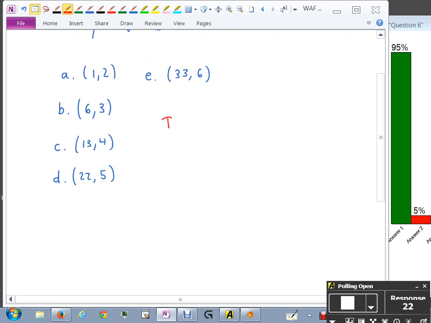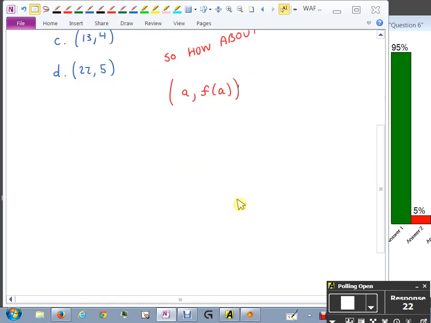So I'm just going to put a note here, this sucks. So how about we do it at this point? Instead of giving you a point, how about A, f of A? So I'm not actually going to tell you what the A is. So what would the slope of the tangent line be there?